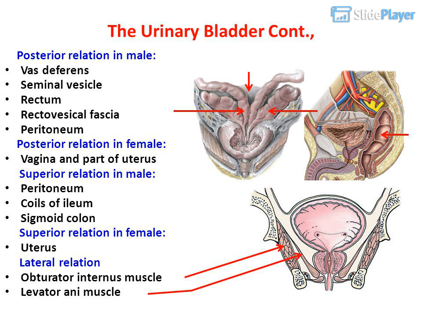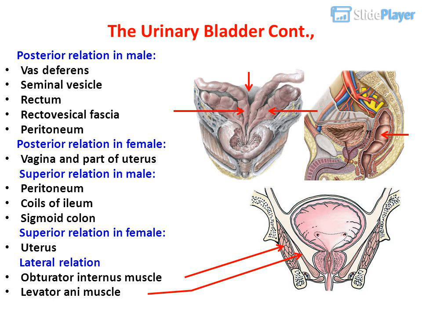Posterior relation in male: vas deferens, seminal vesicle, rectum, rectovesical fascia, and peritoneum. Posterior relation in female: vagina and part of uterus.